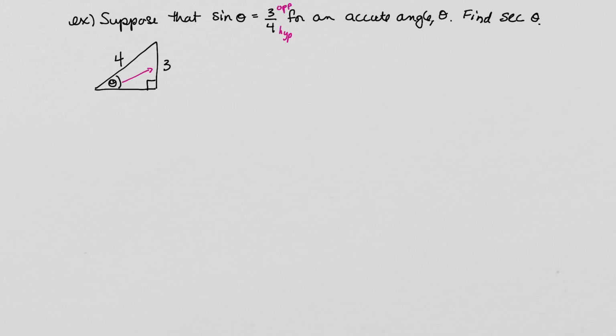Okay, so now, just like in the other problems, I have to use the Pythagorean Theorem to find that missing side, right? So we have a squared plus b squared equals c squared. So we have a missing side, x squared plus 3 squared equals 4 squared. So x squared plus 9 equals 16.